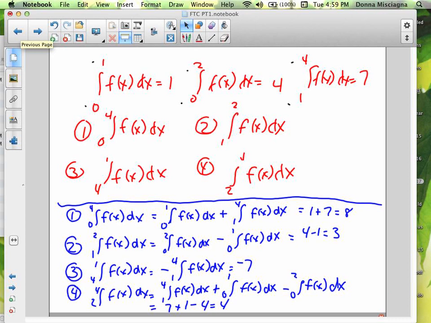And finally, we have f of x dx from 2 to 4. So we're going to go from 0 to 4 and subtract out 0 to 2. So we're going to have the 7, which is f of x dx from 1 to 4, plus the 1 from 0 to 1. I should have written them in the reverse order, 0 to 1 first, because it goes 0 to 1, then 1 to 4. So that gives us 0 to 4. And we don't want 0 to 4. We want 2 to 4. So we'll subtract out 0 to 2. So that's going to be 7 plus 1 minus the 4 for 0 to 2. And that gives us an area of 4.